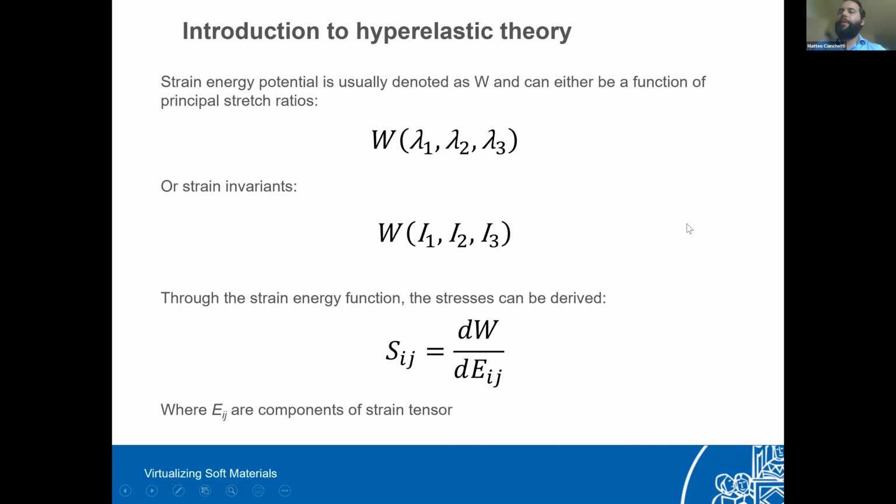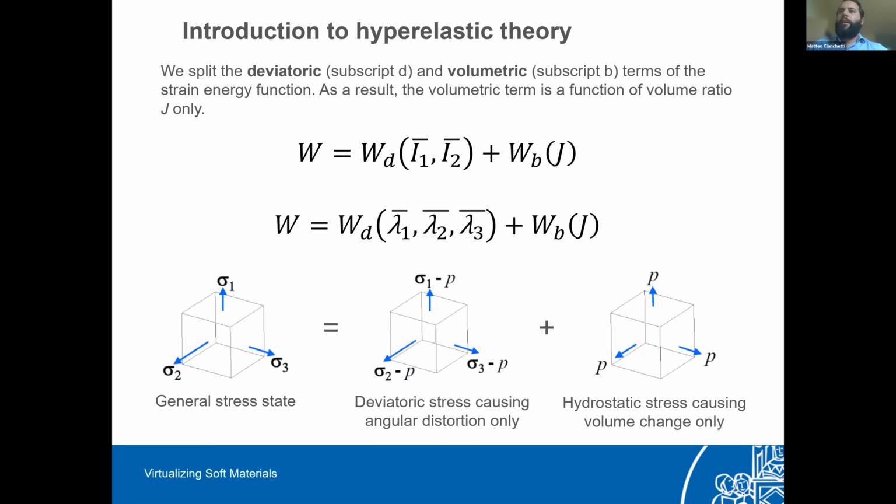There are different forms for defining W, the strain energy potential function. Some of them rely on stretch ratios, and some of them rely on strain invariants. And then, of course, you can always derive stresses and strains with very simple mathematical calculations. The overall form of these hyperelastic models is the sum of two main contributions. One is the deviatoric contribution, and the second one is the volumetric one.